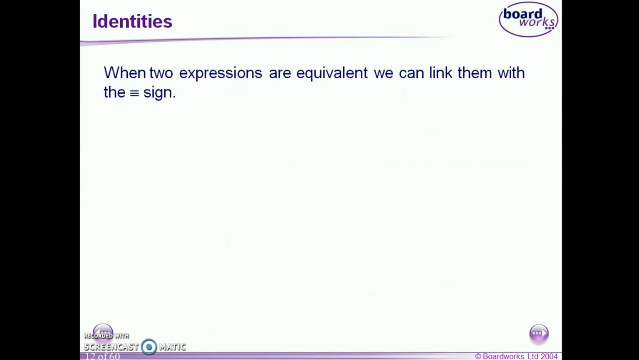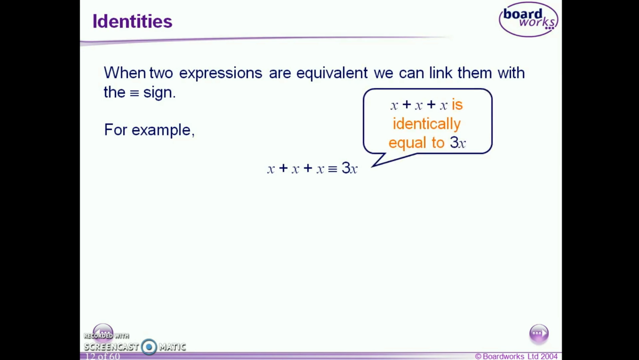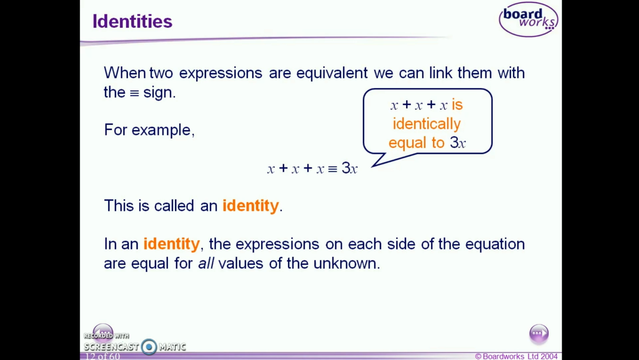Next, we go to identities. When two expressions are equivalent, we can link them with the identically equal to sign. For example, x plus x plus x is identically equal to 3x. This is called an identity. In an identity, the expressions on each side of the equation are equal for all values of the unknown. The expressions are said to be identically equal.